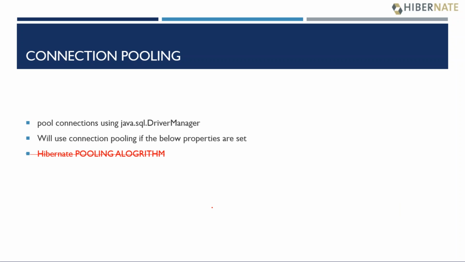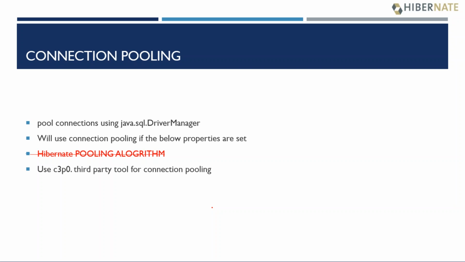By default, Hibernate will provide a Hibernate pooling algorithm that you should not use for performance reasons. You should use any other good pooling algorithm. By default, Hibernate provides a pooling algorithm just for learning purposes. It's okay, but in the production environment, we don't use the pooling algorithm provided by Hibernate. You have to make use of other third-party algorithms.